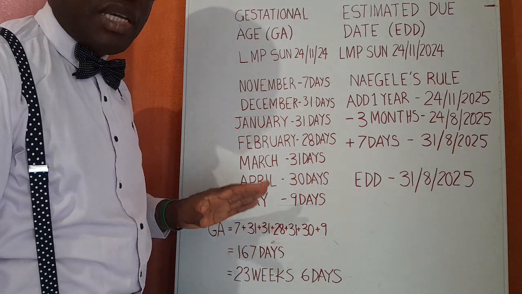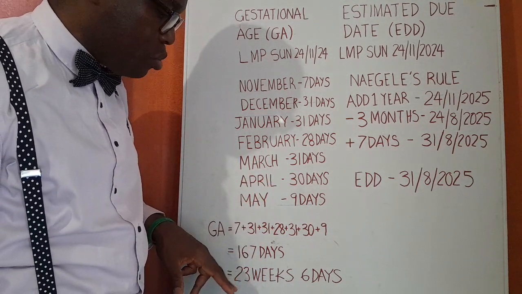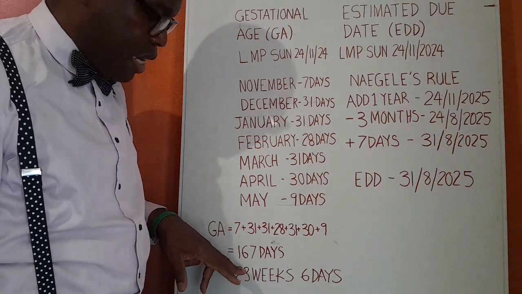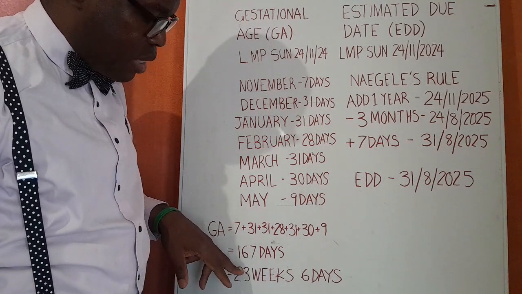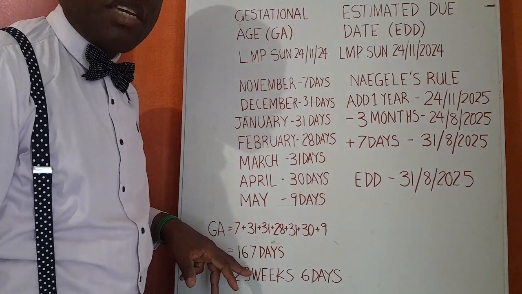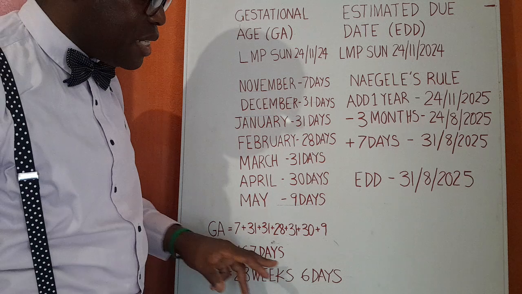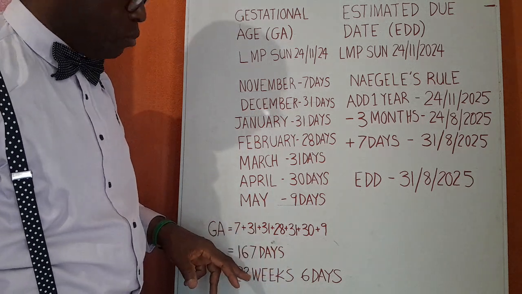If you are happy with having it in days, it's all right. But if you are not happy, you want to change it to weeks, then you can have 23 weeks and 6 days. That is what it's going to give you. 23 weeks and 6 days. That will be the gestational age of the baby.